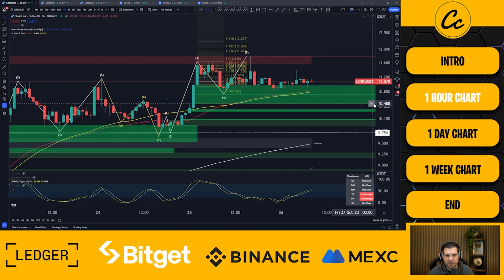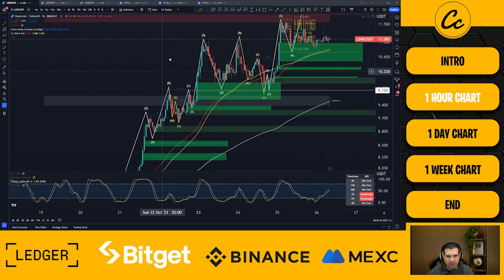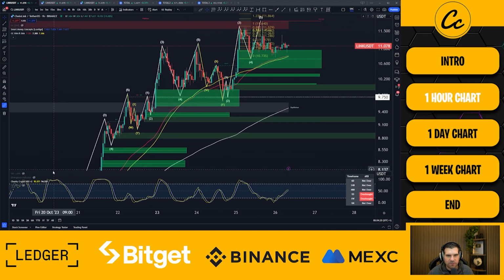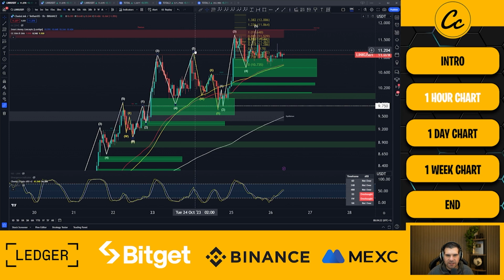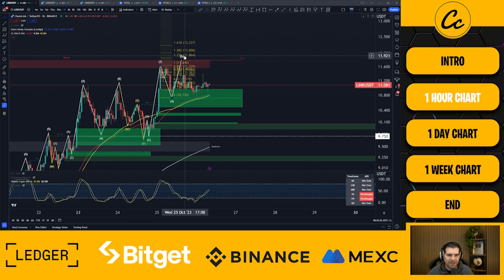Now, why is all this important? This is important because we are tracking a few impulsive movements. Okay, so we have a zigzag pattern taking us to here, and we're starting another zigzag pattern over this side. It means that we still have further to the upside to go, and we are just in a 3-wave correction at the moment.